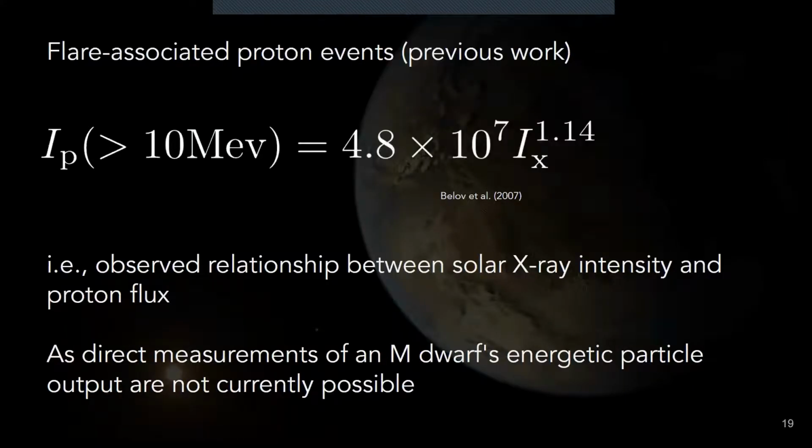To get the proton flux, we cannot rely on direct observations of distant stars because the measurement of ionized particles released from stars is currently not possible, but we use an observed relationship between solar X-ray intensity and proton flux to calculate the proton fluence in each flaring event.